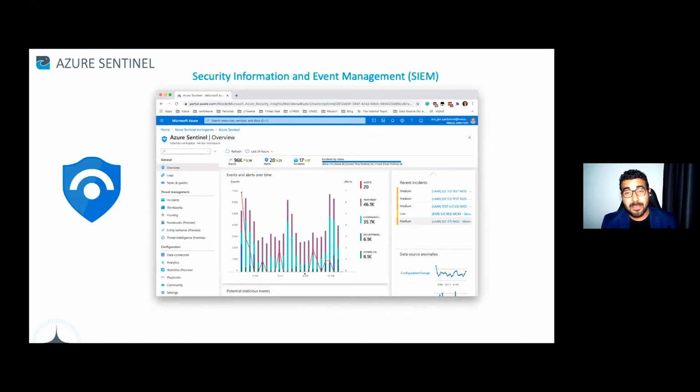Sentinel is the SIEM, the Security Information and Event Management from Microsoft. Cloud-native, it offers UEBA, that is the behavior analytics, and automatic response with SOAR. This is how it looks. And Sentinel is for free. You just need to pay for the data that you ingest there.